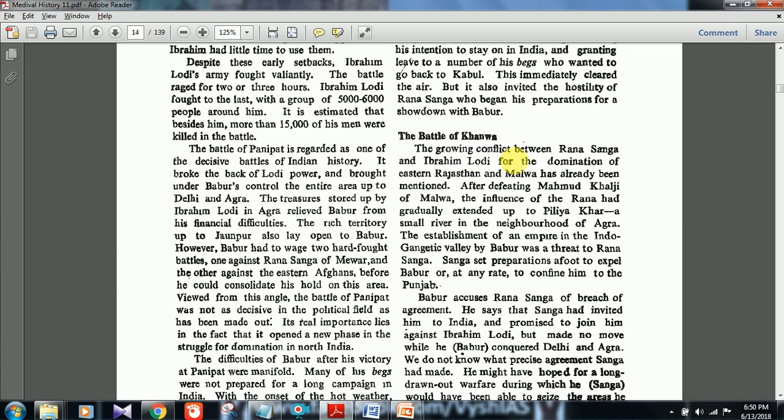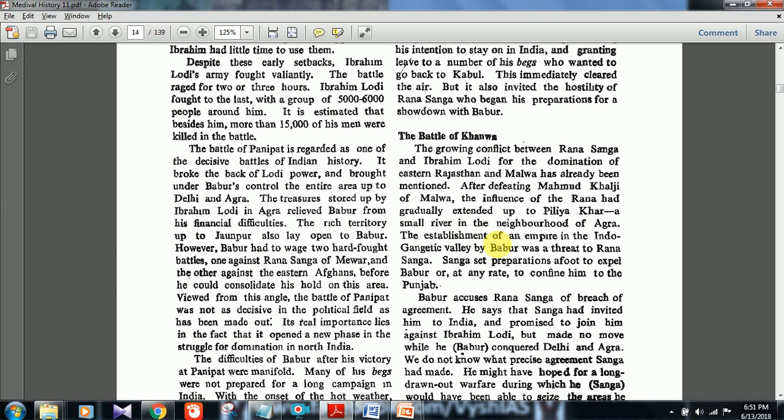The growing conflict between Rana Sanga and Ibrahim Lodi for the domination of eastern Rajasthan and Malwa has already been mentioned. After defeating Mahmud Khalji of Malwa, the influence of the Rana had gradually extended up to Pilia Khar, a small river in the neighborhood of Agra. Okay, this is one river, Pilia Khar, near Agra. So he was expanding from the western side. He is going closer towards Delhi or Agra, this person, Rana Sanga.